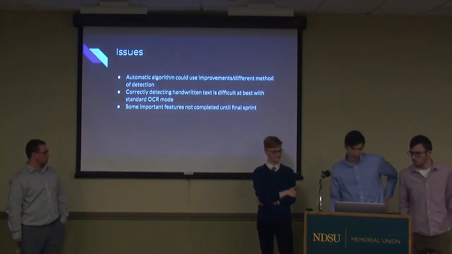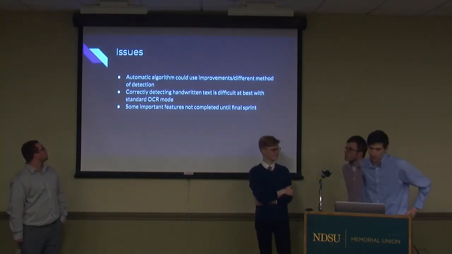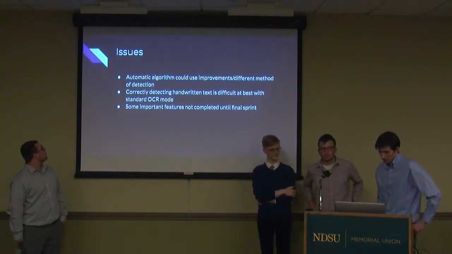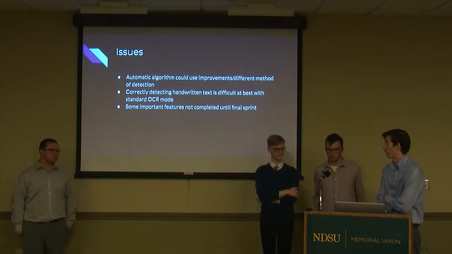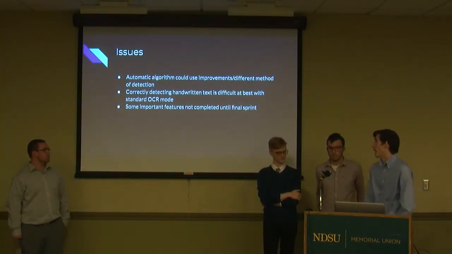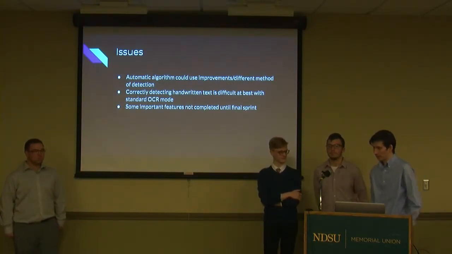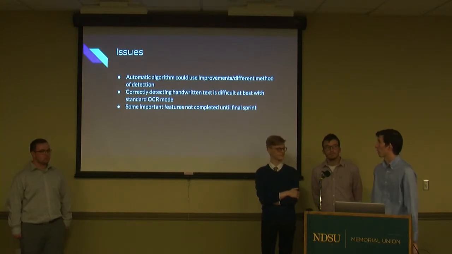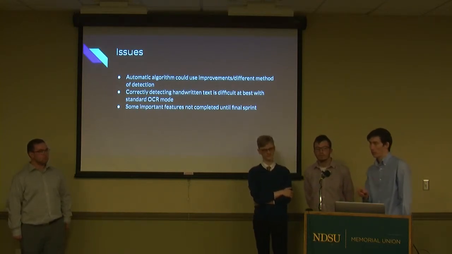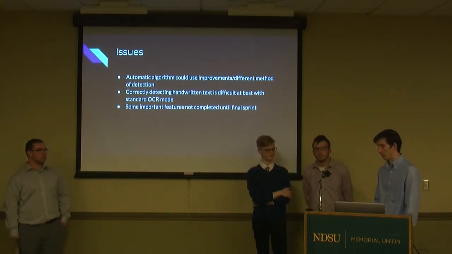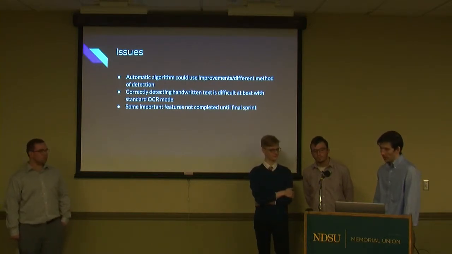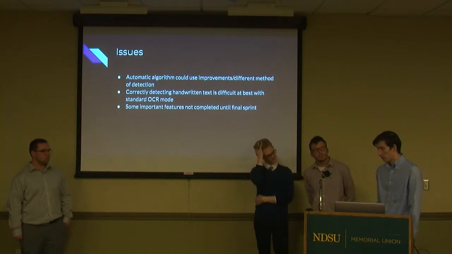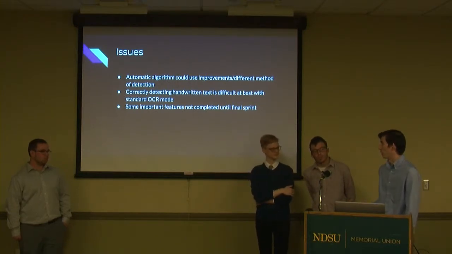Okay, I'll continue with the issue slide. So, major issue: the automatic algorithm itself could use improvements or a different method of detection. Right now, it's analyzing each region, and when it picks up on each line, when it picks up a detection word like name or address or phone number, it's then pulling that data into the form.